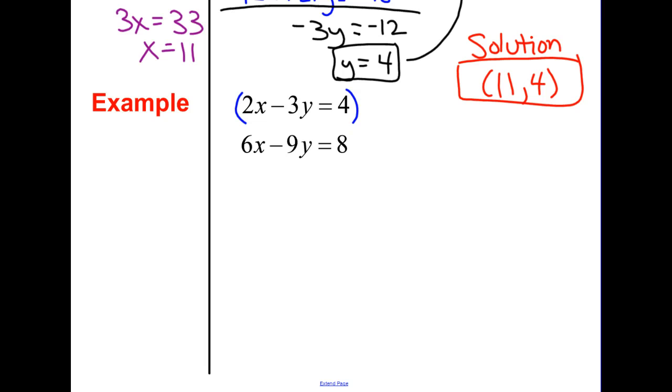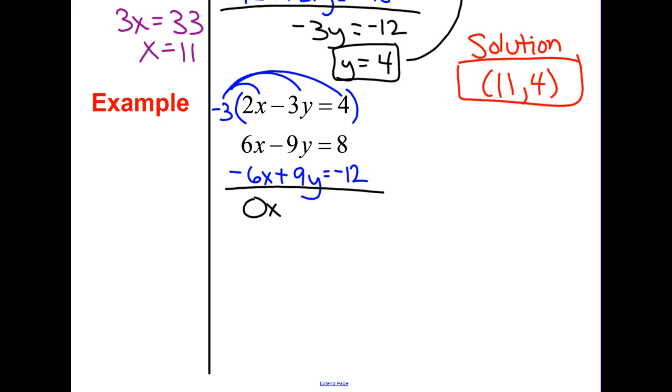I want to make the x's opposite, so I'm not going to multiply by 3 to get to 6x. I'm going to multiply by negative 3 to get to negative 6x. So distribute each piece through. Now we're going to get negative 6x plus 9y, and that's going to equal negative 12. Now the reason I got opposites is because now all I need to do is add the equations to each other. So add each like term. 6x plus negative 6x, well that's 0x. Negative 9y plus 9y, well that's 0y.